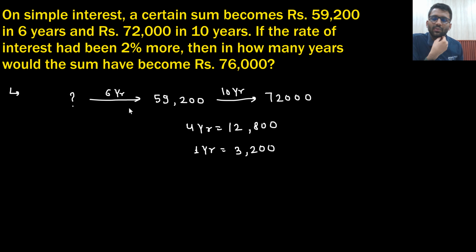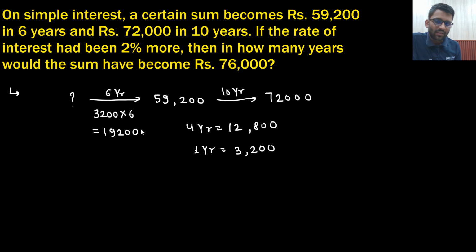Now if the interest rate had been 2% more, how much is the interest rate, that we will get to know. So here you must have paid me 3,200 each year. Since it is simple interest, it is constant with all the years. So 32 into 6, what is that? 192, I guess, but let's do the calculation. 32 into 6, 192 it is.